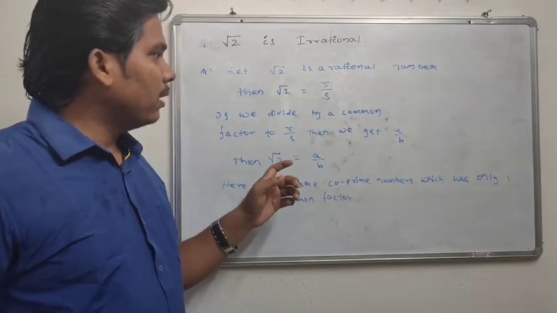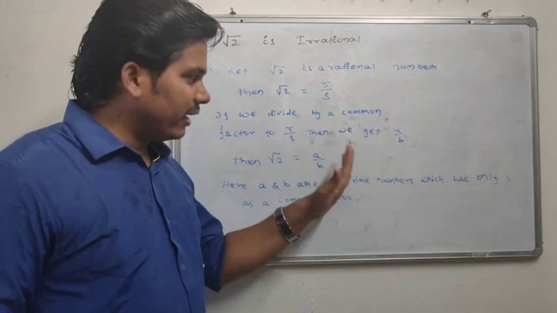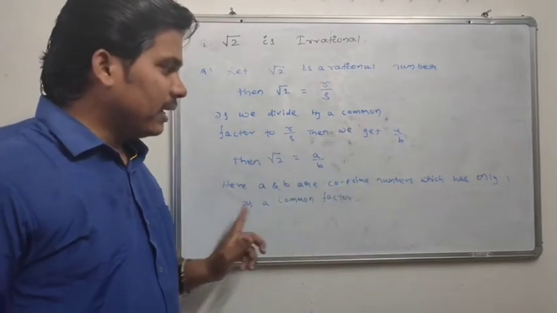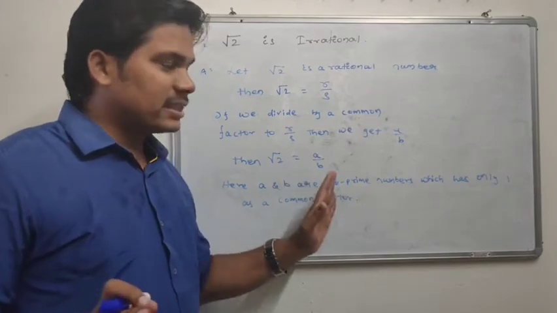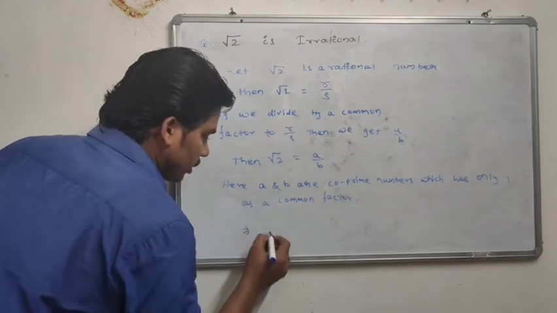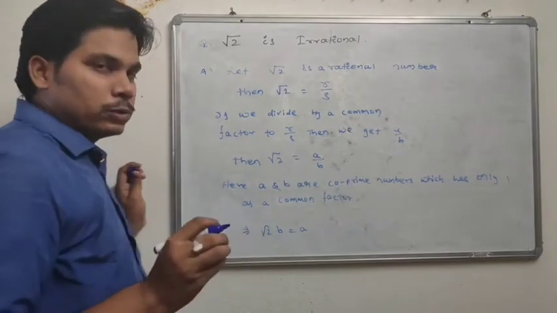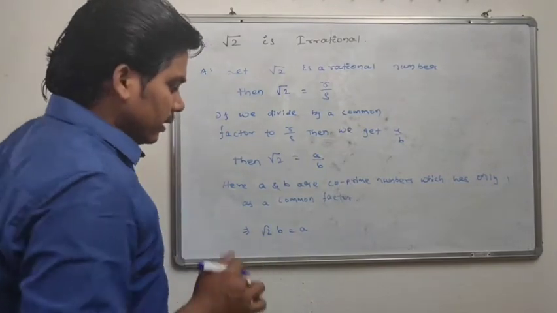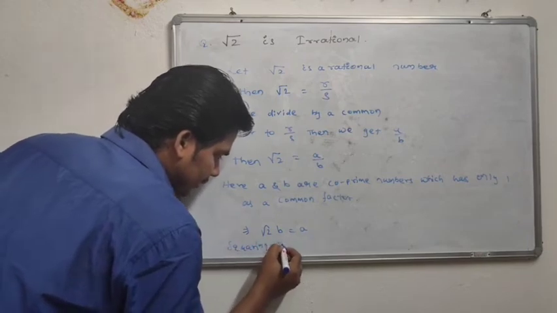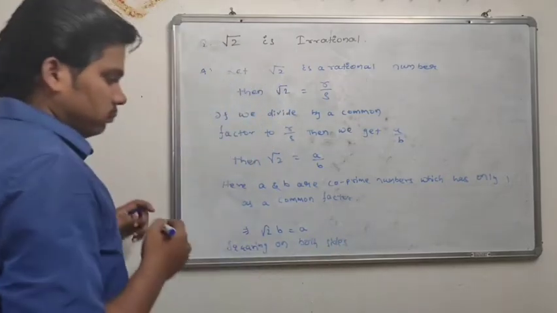If root 2 is a rational number, then I can represent root 2 as r by s. If there is any common factor in r by s, we divide it, and after dividing we get a by b. Then root 2 equals a by b, where a and b are co-primes with common factor 1. Now I will write it this way: root 2 into b equals a. Simply I can use the cross multiplication method. Now squaring on both sides, what will we get?